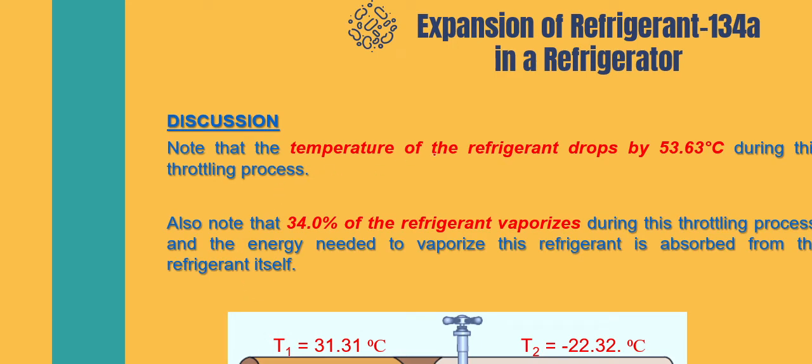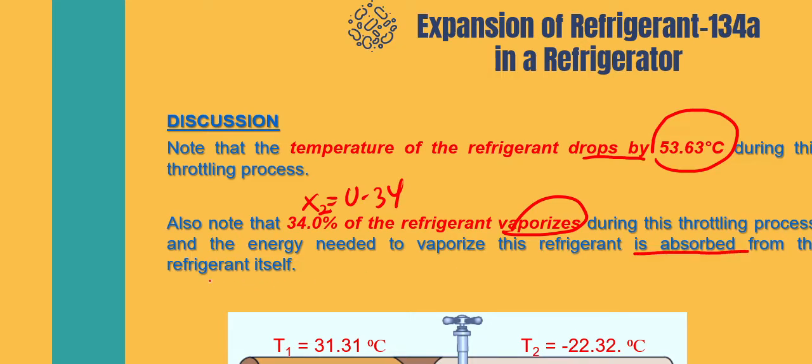Note that the temperature of the refrigerant dropped by this value, and then you know that because X2 equals 0.34, meaning that 34% of the refrigerant vaporizes during this throttling process, and the energy needed to vaporize is absorbed from the refrigerant itself because there is no heat transfer. That's why you have this statement: the energy needed to vaporize is absorbed from the refrigerant itself.